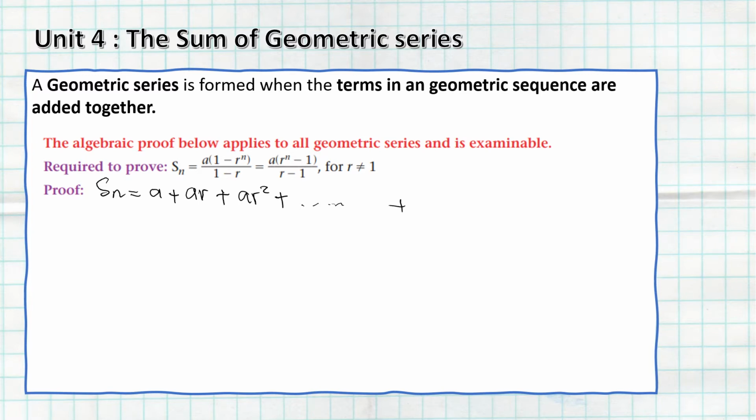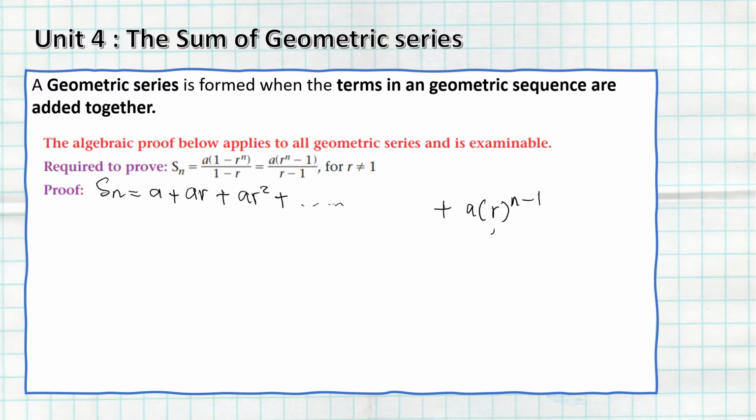I told you that the last term is the same as Tn. Because here we're focusing on a geometric series, we'll use the Tn of a geometric sequence. So what's the Tn for a geometric sequence? It's a into r exponent n minus 1.